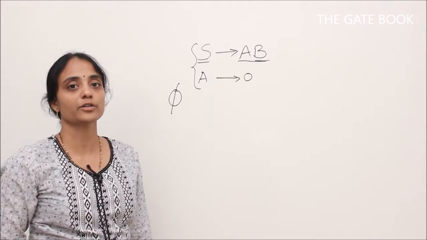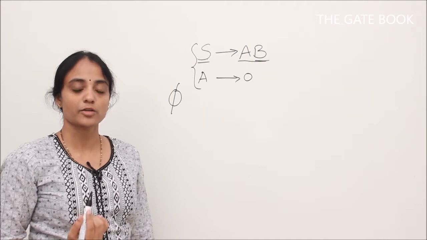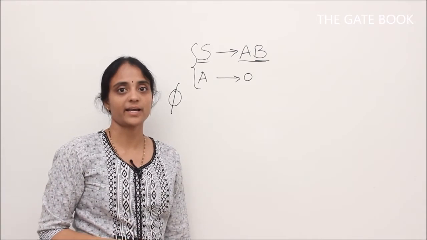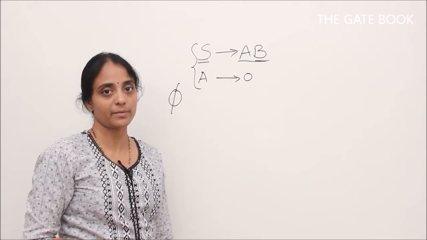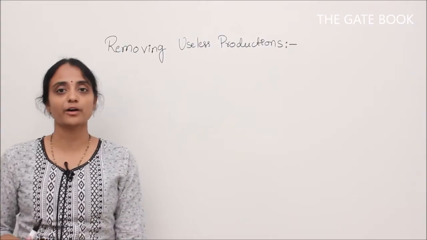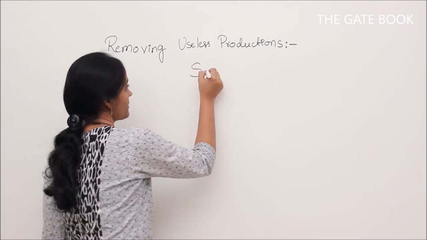So how do we know whether all the productions in the given grammar are useful or not? Sometimes we have to apply some cleanup techniques to understand the language that is being generated by the grammar. So we will see what are those cleanup steps now. Now we will see how to remove useless productions first. Suppose there is a grammar like this.